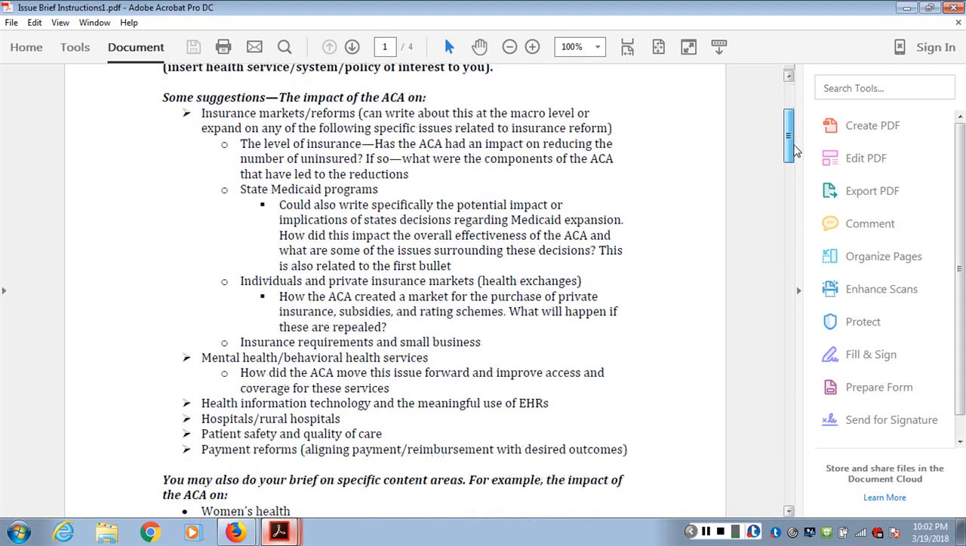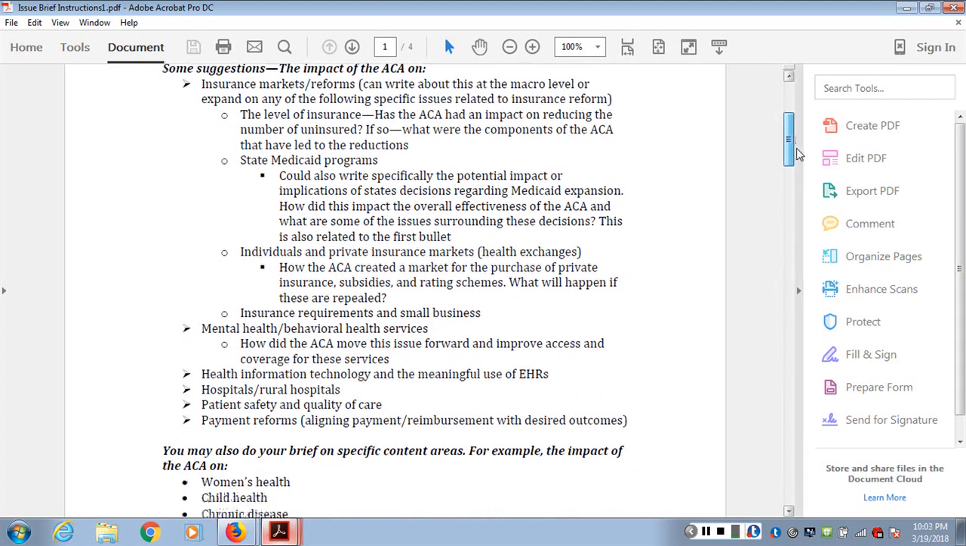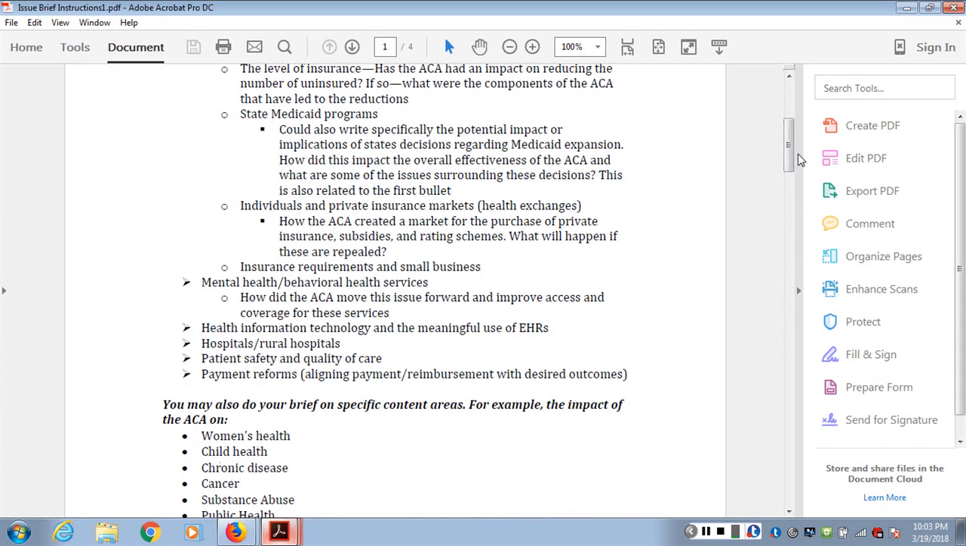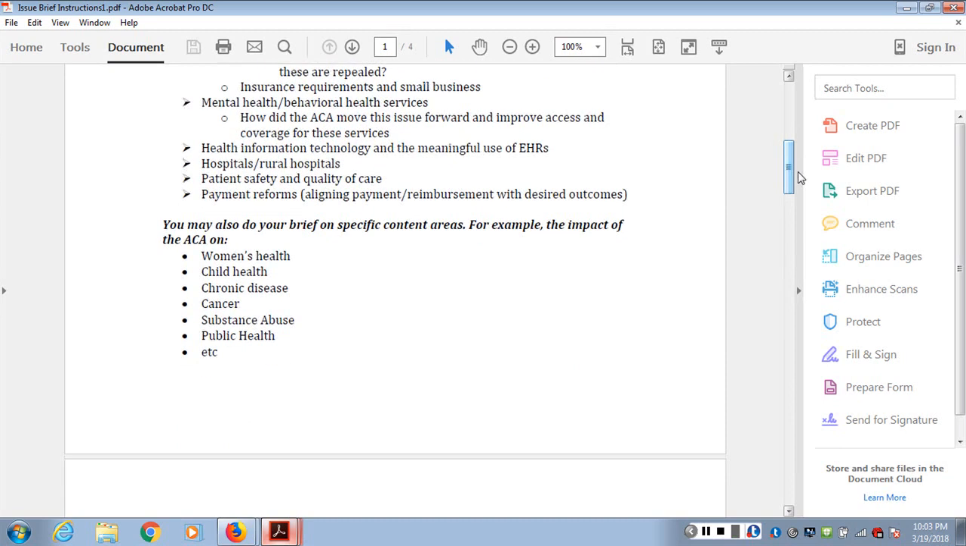I've listed some suggestions here about different things you can write on if you're stuck on a topic. The impact of the ACA on the level of insurance we have. You can pick a particular state's Medicaid program; as you'll recall, in Tennessee we have TennCare, but you can pick any state's. I would not suggest writing on Medicaid as a whole, but picking a state in particular. You can look at the private insurance marketplace that drastically changed with the health exchanges, or even insurance requirements in regards to small businesses.